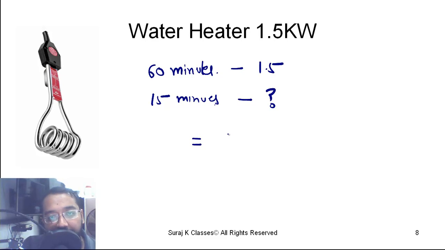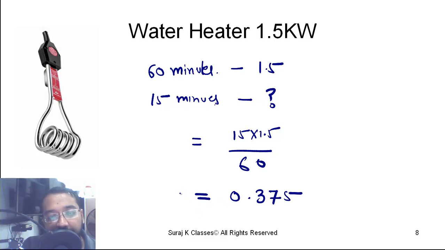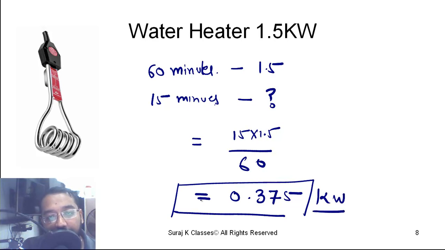So this will be 15 into 1.5 upon 60. This is very simple. I think this will give you 0.375. So this will be the reading. This is actually in kilowatts. So this much power is consumed by you if you are using this particular 1.5 kilowatt water heater for 15 minutes. Now let's come back to the equation, that how much electricity bill you will have to pay for this much electricity consumption per day.